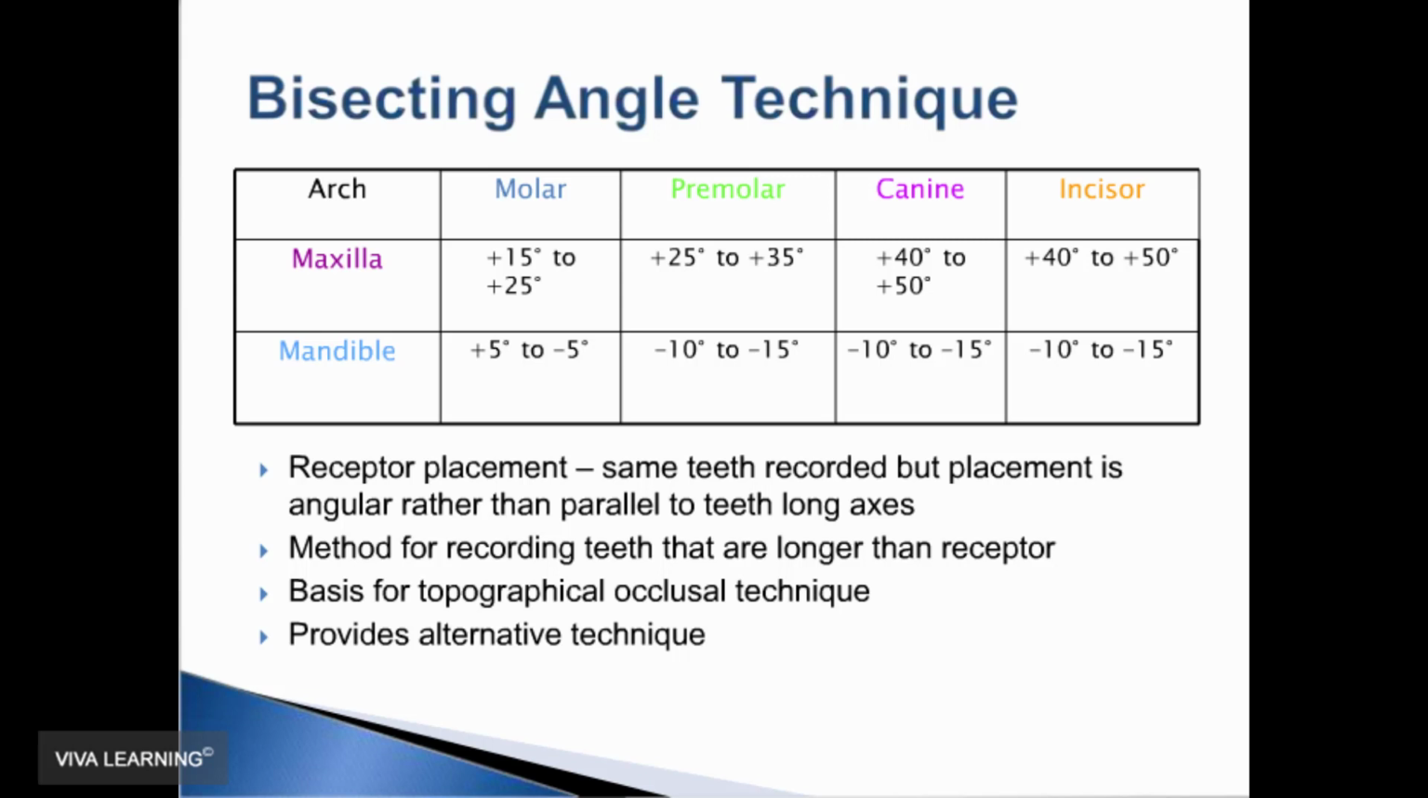Bisecting angle is very useful when you can't get a parallel placement or the patient has teeth that are longer than the receptor. So essentially you can foreshorten them to project them onto the receptor. If it's necessary to use an occlusal technique, this is the basis for that technique. The bisecting angle would be greater for occlusal techniques, about +60 on the maxilla and -45 degree occlusal placement with a bisecting plane of about 15 degrees negative.